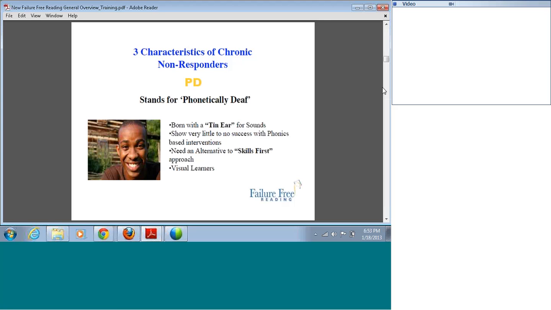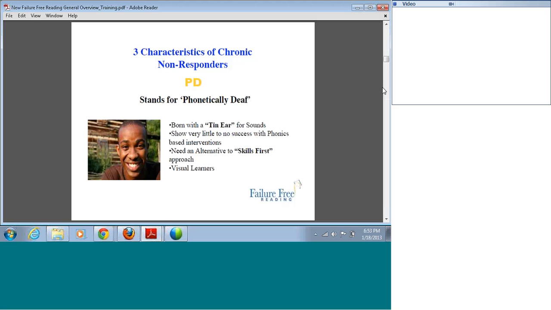The bottom line is not all students respond successfully to phonics-based instruction. Some students were born with a tin ear for sound. They show very little to no success with phonics-based interventions, and they need an alternative to a skills-first approach. These students tend to be more visual learners than auditory learners, and I'm sure that you've all had this experience in the classroom.